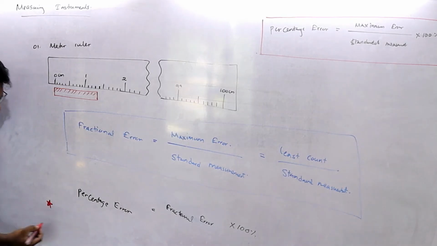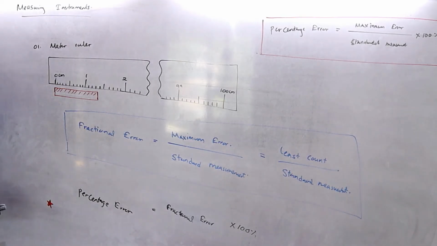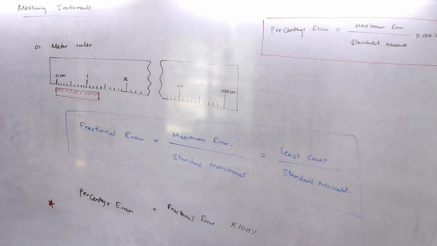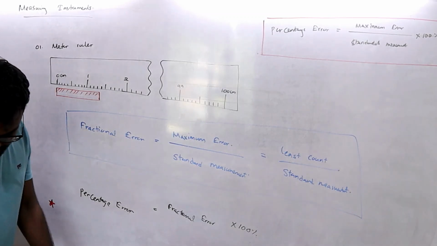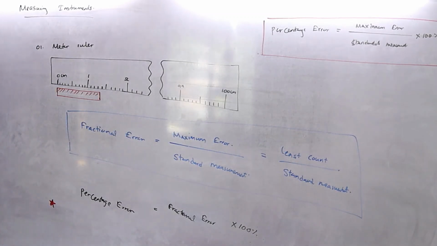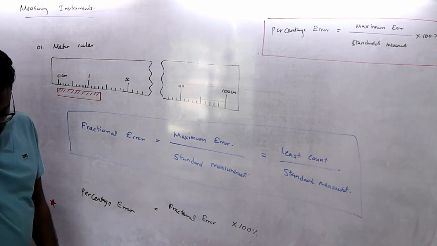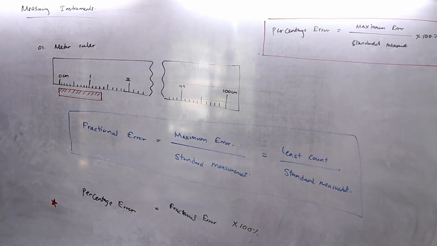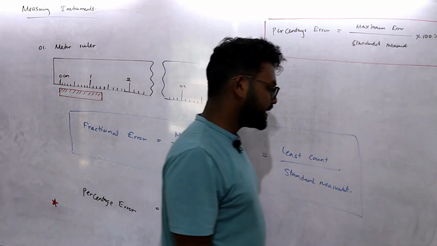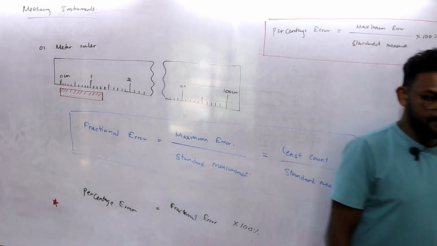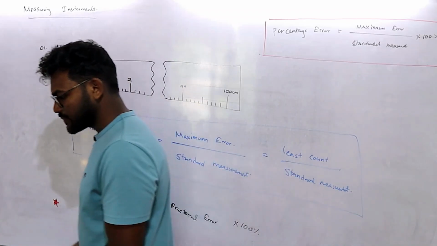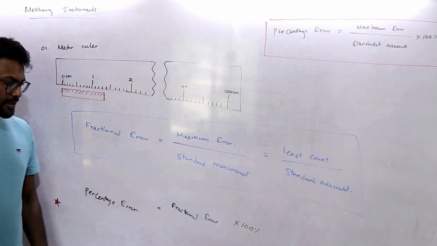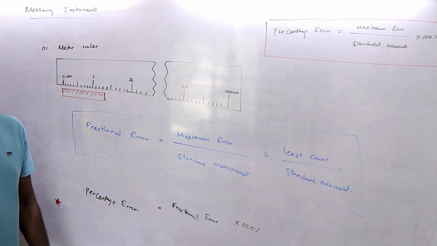This is a very special point, right? A measurement is considered to be suitable and accurate when the percentage error is lesser than 1%. Is lesser than 1%. Right?